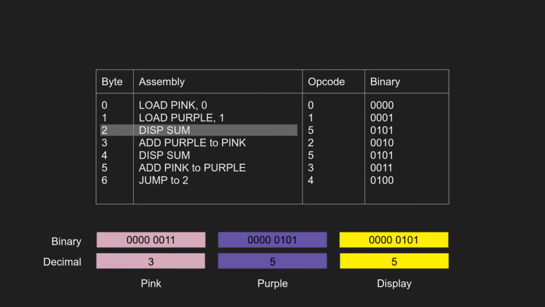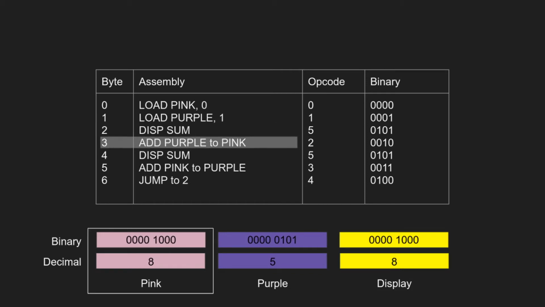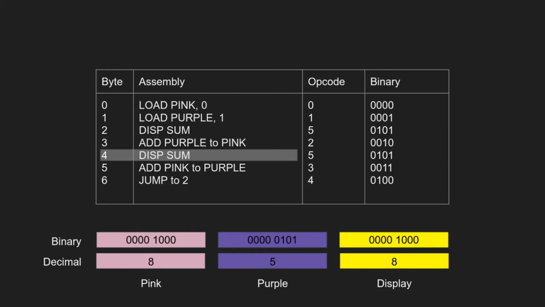And we're going to display the sum. 3 plus 5 is 8. So our display turns to the value 8. And as you can see, we're getting all the Fibonacci numbers here. Now we'll add purple to pink. And now we'll display the sum of those, which is going to be 13. And then we'll just keep doing this forever and ever. And that's how the program works.